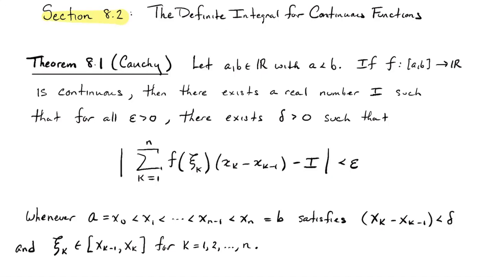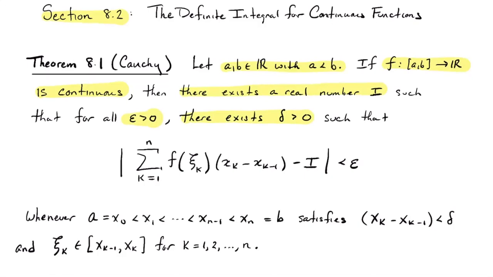Okay, so what is this theorem 8.1 attributed to Cauchy? Well, its preamble will take a couple of real numbers, a and b, one less than the other, and a continuous function f on the closed interval from a to b. And then the theorem is saying that there exists some real number I, such that no matter how you pick a positive number epsilon, there always exists some positive number delta. So for every epsilon that's greater than 0, there's a delta.